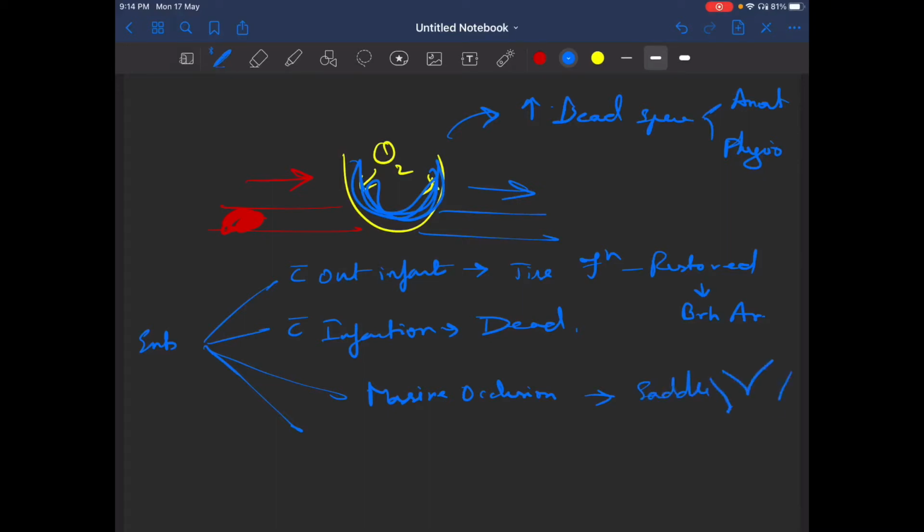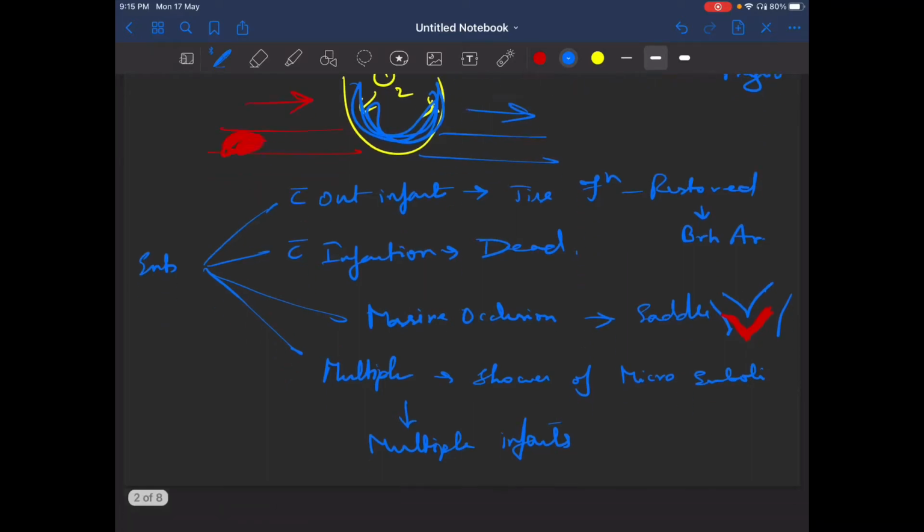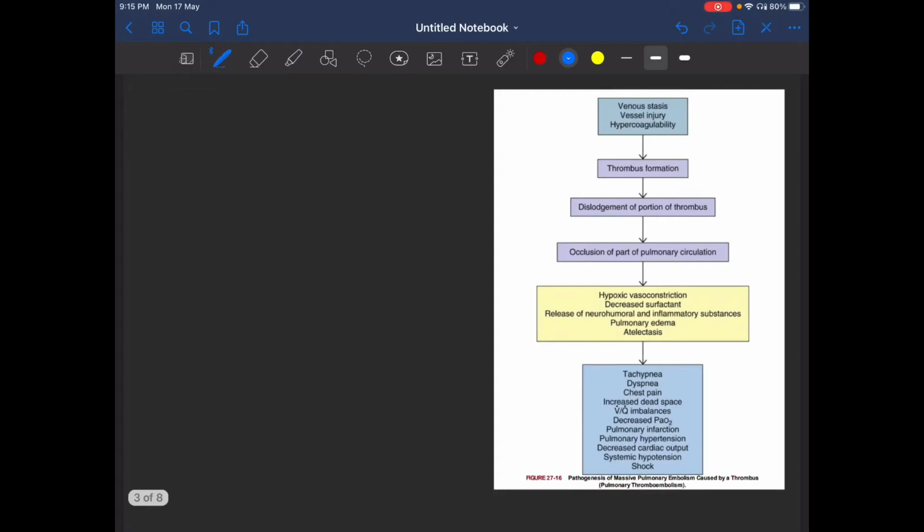At the bifurcation of the pulmonary artery, there can be a major embolus. This is called saddle embolus. It obstructs major arteries, so massive infarction will occur because of the gross impairment. And multiple emboli, that means a shower of micro emboli causing multiple infarcts. These multiple infarcts can impair the lung function grossly, or if there is no infarction, there can be a temporary derangement of the lung function.